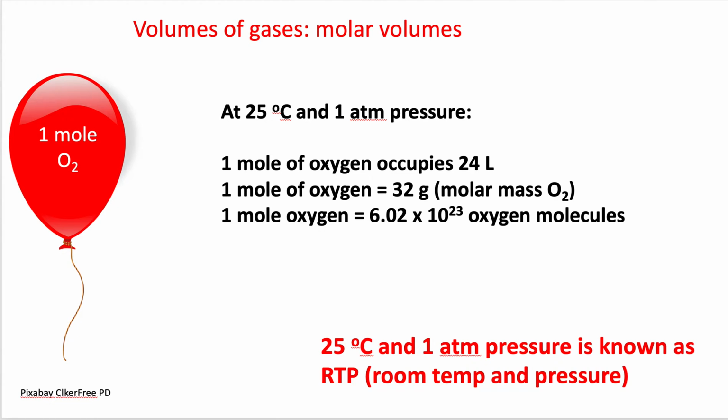And so what do we know about a mole of a gas at RTP? 25 degrees Celsius. We'll add 273 and get 298 degrees Kelvin. And we've got 1 mole of oxygen occupying 24 litres. The mole of oxygen has a mass of 32 grams. That's the molar mass, twice the atomic mass of oxygen. And the number of particles would be 6.02 times 10 to the 23, in this case, diatomic oxygen molecules.